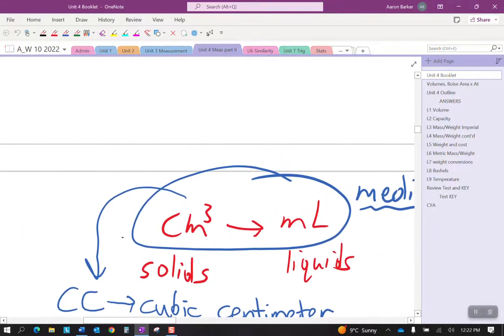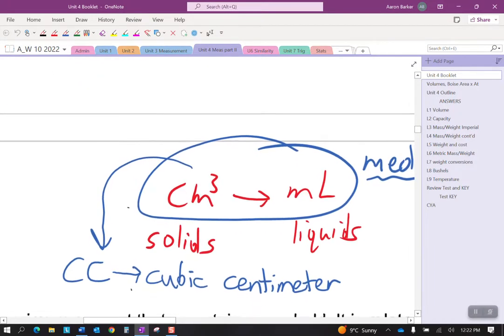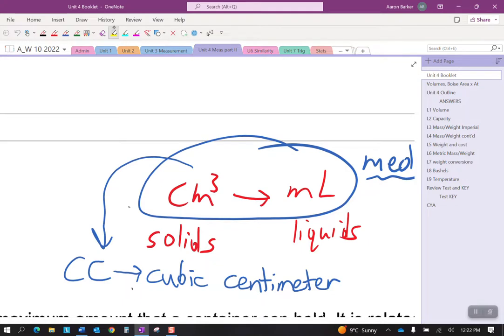So when we're dealing with capacity, what we do for a solid is we measure a solid in centimeters cubed. And when you go to liquid form, what happens is you change that into milliliters. So 1 milliliter equals 1 centimeter cubed. Liquids are measured in milliliters, centimeters cubed for solids.